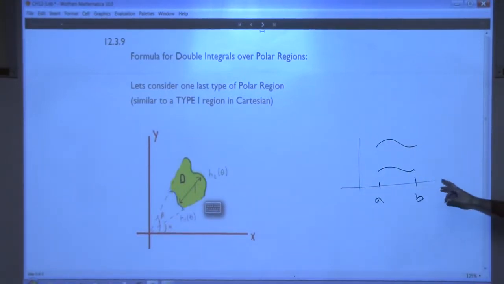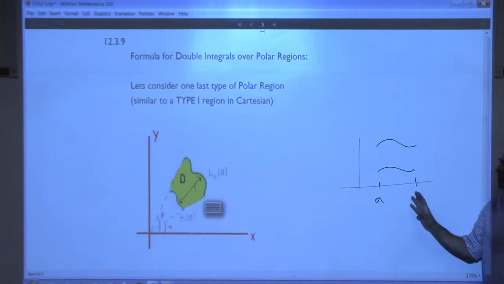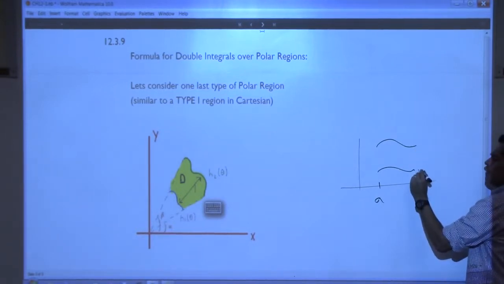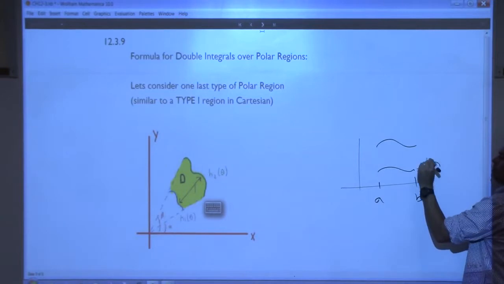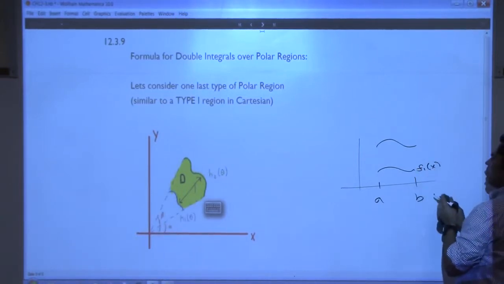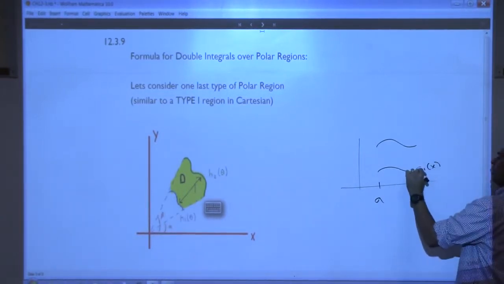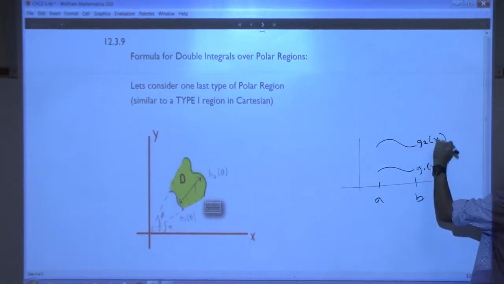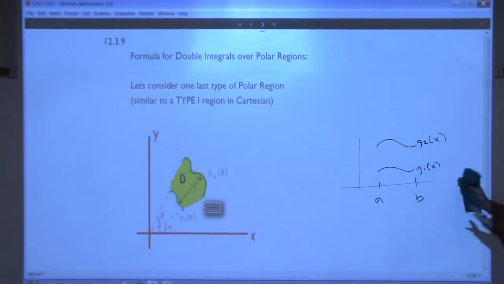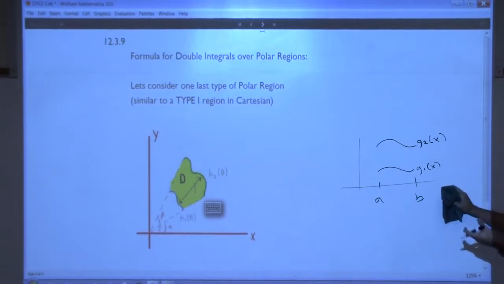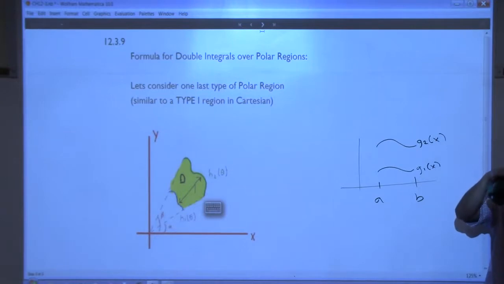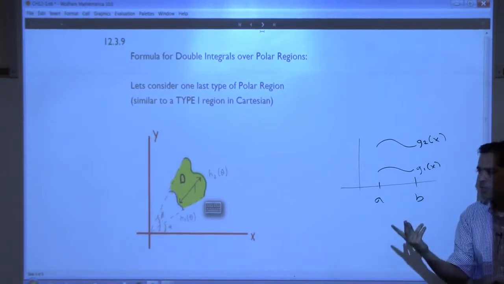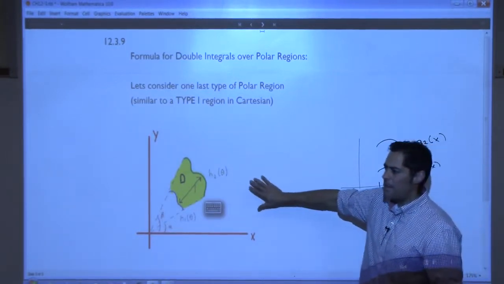And what happened with the type 1 over here? What was the major thing that we had to be careful with? G1, G2, right? What was the major difference between this and just a rectangle? That our limits of integration were going to be functions, which also forced our hand when it came to the order of integration. We had no choice. We could not switch the order of integration. Same thing's going to happen here.